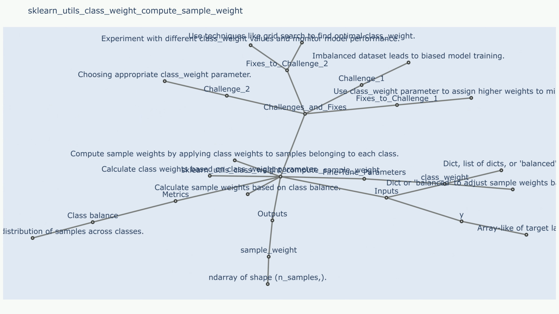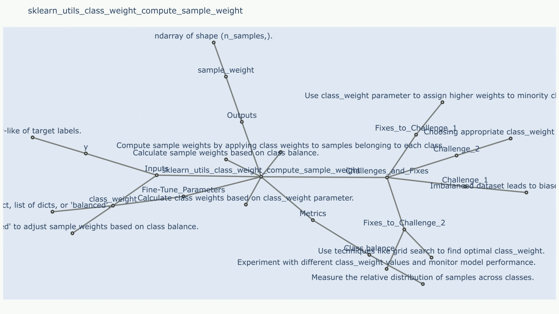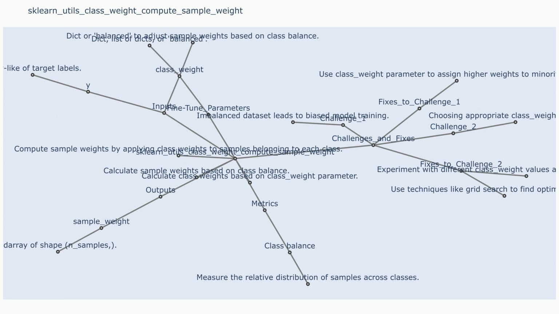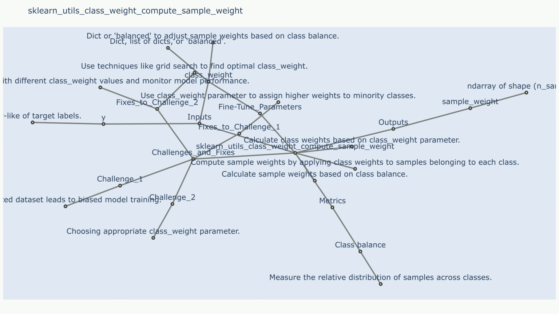Metrics. F1 score. This metric measures the balance between precision and recall. Often used in imbalanced datasets. AUC, area under the curve, a metric for evaluating the performance of binary classifiers. Useful for imbalanced data as it considers the ranking of samples. Visualization plots. Class distribution plot shows the distribution of samples across different classes, highlighting the imbalance. Precision-recall curve plots precision against recall at various thresholds, providing insights into the model's performance on different class balances.